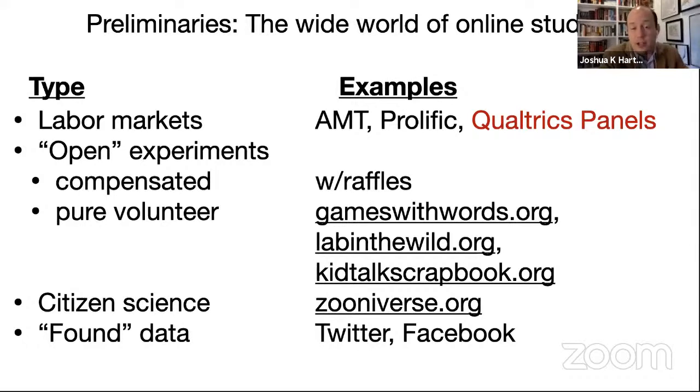It's not necessarily cheap, right? So you can end up being like $10, $15, $20 a subject for a 20-minute experiment. But again, if you're looking for a really specific population, that can end up being cheaper than spending a lot of effort trying to track these people down. That's again on the labor market, paying people side.